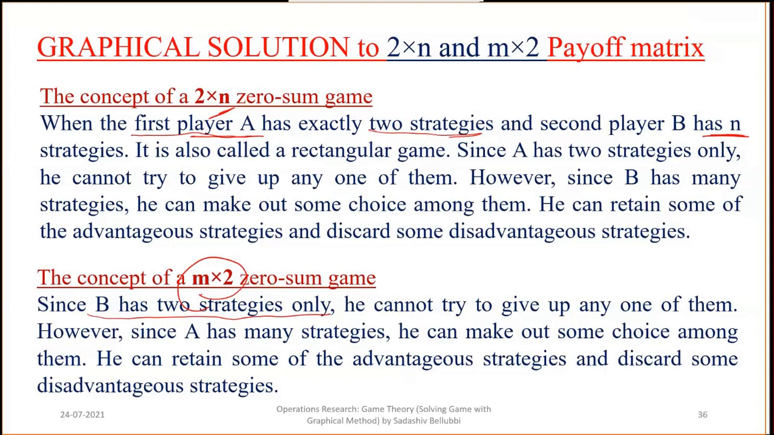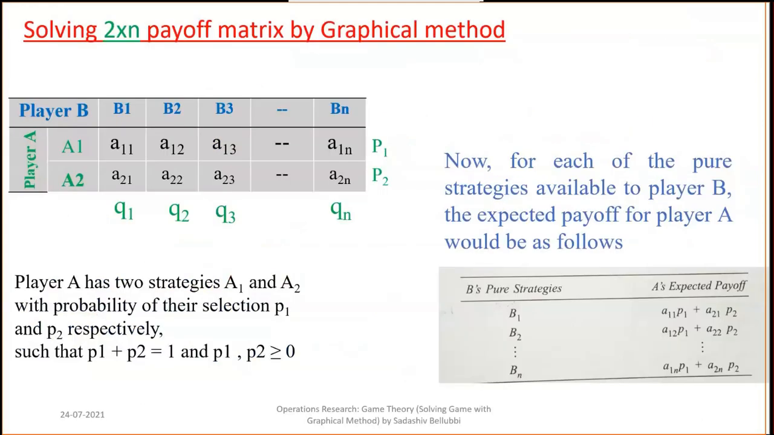Now we'll solve the problem on the 2 by n matrix. This is a payoff matrix. A1, A2 are the strategies, and B1, B2, B3, till Bn are player B's strategies, and these are all the values given for each strategy. For A1, P1 will be the probability, for A2, P2 will be the probability, and for B1, B2, B3, till Bn, Q1, Q2, Q3, till Qn.